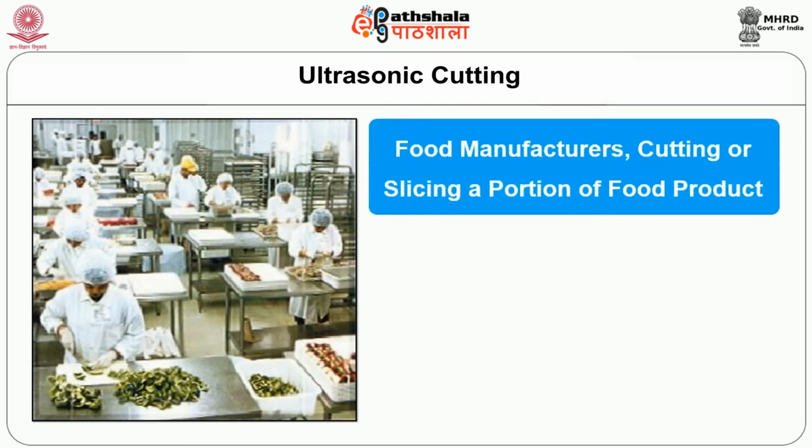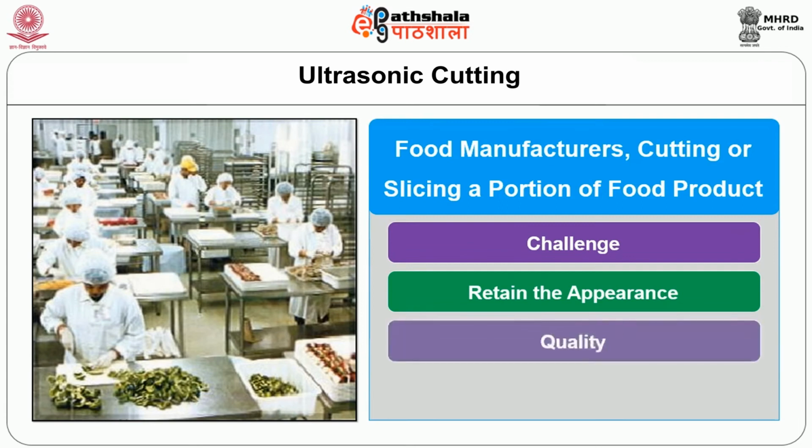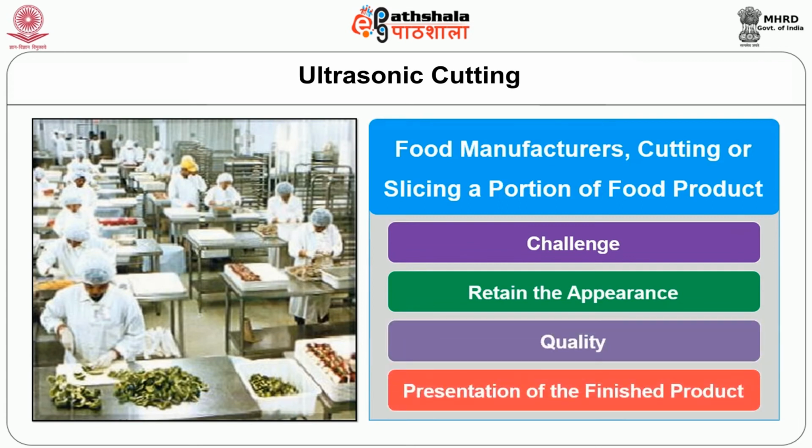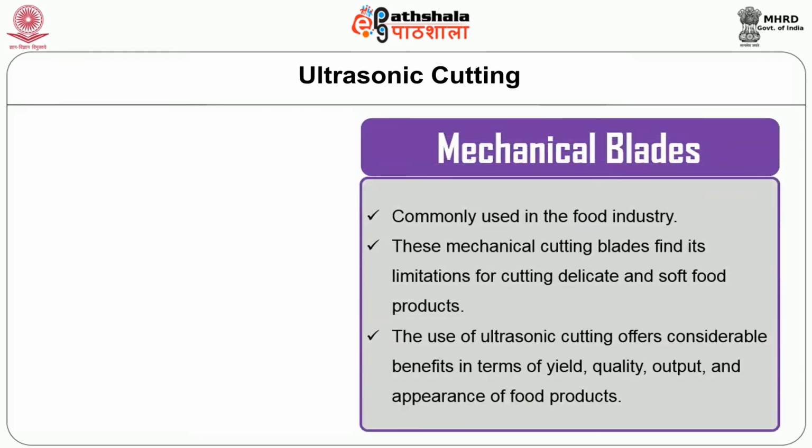For any manufacturers, cutting or slicing a portion of food product is always a challenge, especially to retain the appearance, quality and presentation of the finished product. Mechanical blades are commonly used in the food industries. These mechanical cutting blades find its limitations for cutting delicate and soft food products. The use of ultrasonic cutting offers considerable benefits in terms of yield, quality, output and appearance of the food products.